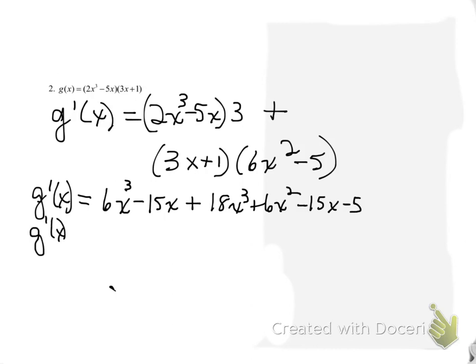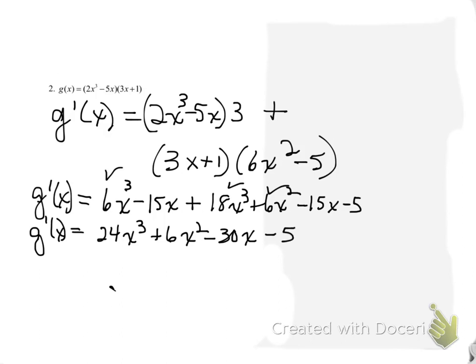Alright, so now let's combine like terms. G prime of x equals, I have 2x to the thirds and then their coefficients. So that's this and this. So that's 24x cubed. Those are done. Now let's look for the squared terms. I only have 6x squared. So that's done. Then I have 2 of the 15 x's. Both are negative. So that's negative. And then I have minus 5.